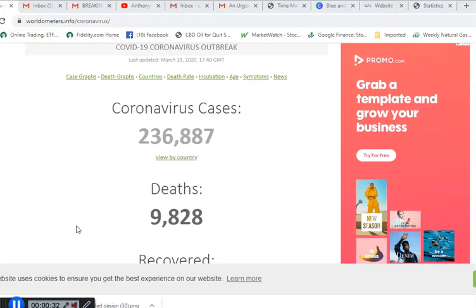Before we go into the details, let's look at the pandemic situation around the world. Today is March 19, 2020. There are 236,887 cases all over the world, and the total deaths are 9,828.